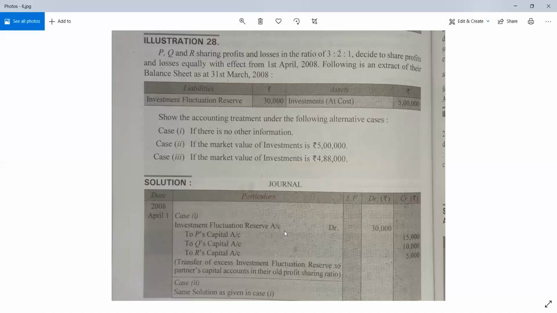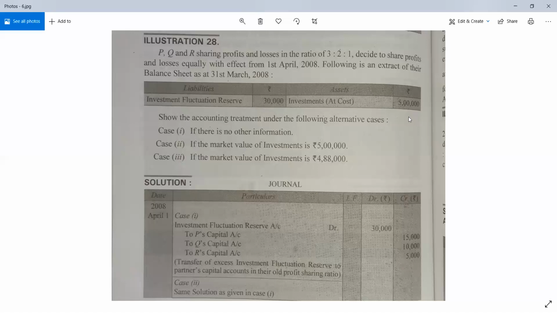Now what is the second situation? If the market value of investment is 5 lakh, as told here. Even if it is not told, the meaning is the same. If there is no information, the investment value is 5 lakh itself. No change, no requirement for investment fluctuation reserve. In the second case, they have mentioned it. If the market value of investment is 5 lakh, number 1 and number 2 are the same, no change. That means the investment fluctuation reserve of 30,000 is not required in case number 2 also. Why?